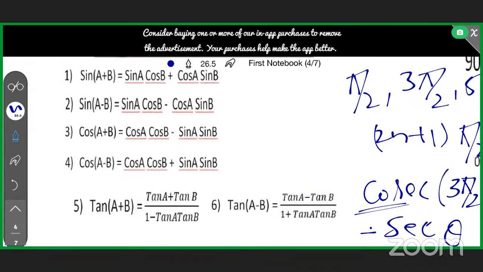No, sir. We didn't learn. Okay. This is the first time you are seeing these formulas. Yes, sir. Okay. No worries, students.